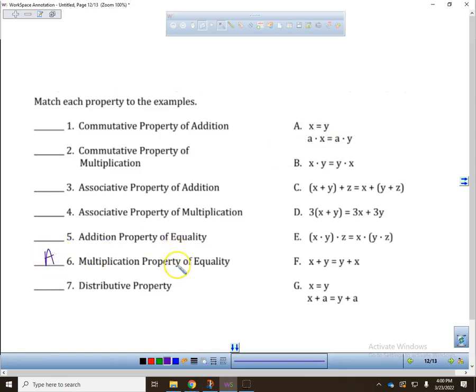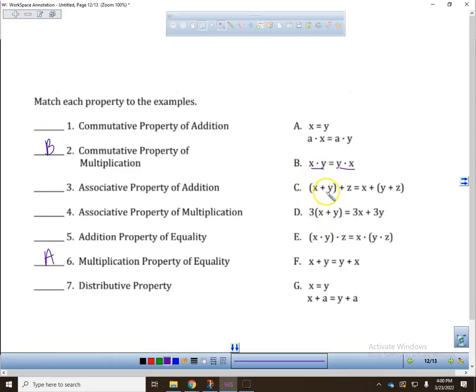The multiplication property of equality says if I multiply the left side by a number and then the right side by the same number, my equation will remain equal. In B, I see that I have x times y, and that is equal to the same thing as y times x. That's going to be the commutative property where our values can switch places but still be the same value. So we've got commutative property of multiplication.